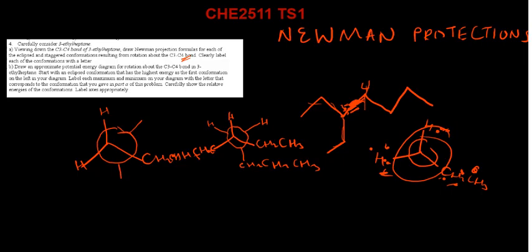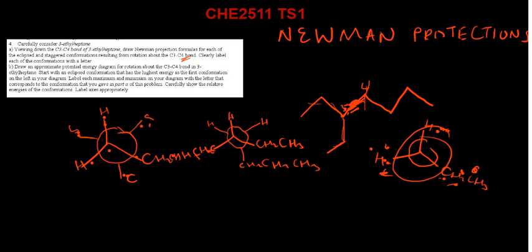So A, B, C. This will be my backbone. I won't be rotating anything on the front carbon, and I'll be rotating the back. In one rotation, A comes to this position, in another rotation, B comes here, and in another rotation, C comes here. So that's how I like to do it.